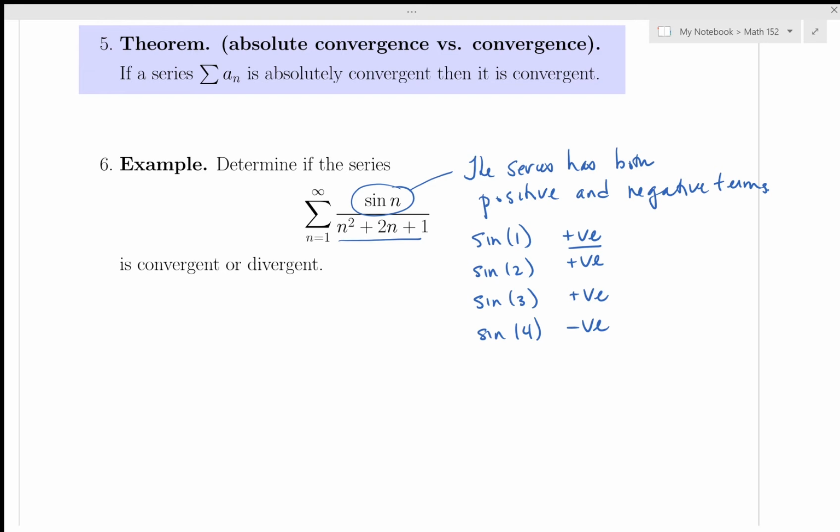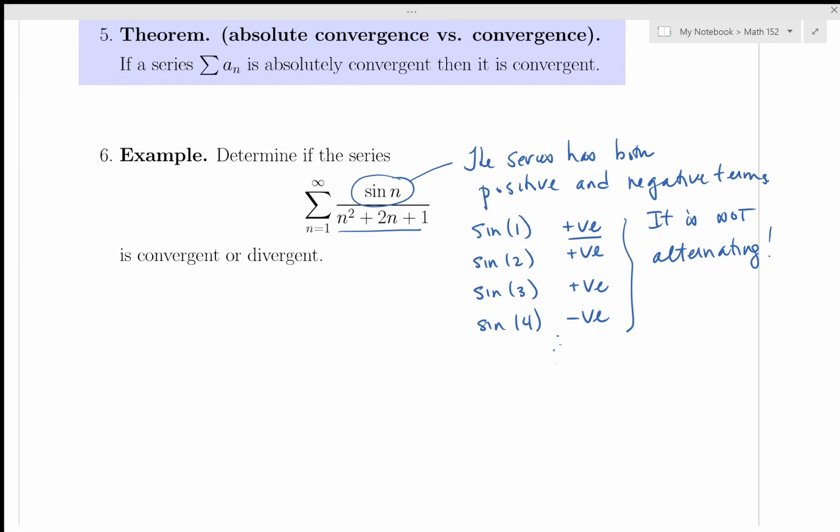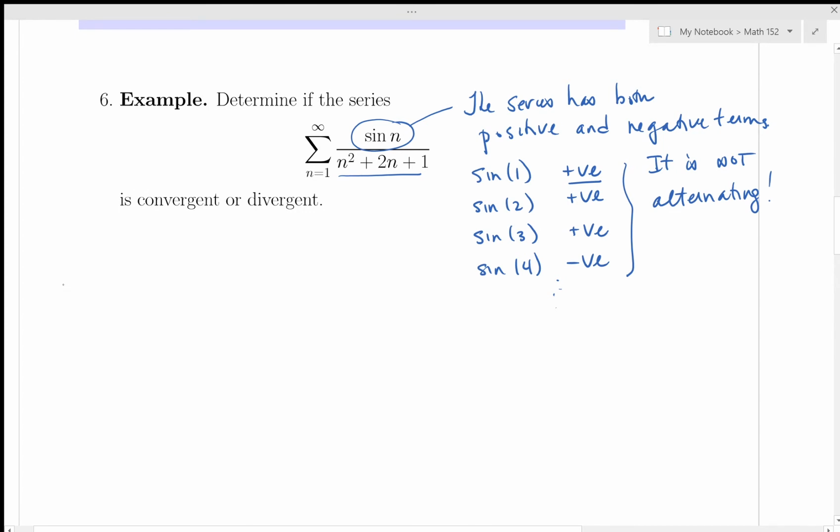It has both positive and negative terms, but with a bit of investigation, we see it's not alternating. It doesn't go positive, negative, positive, negative. No, it goes positive, positive, positive, negative, and then some other things. The main thing is it doesn't matter what's happening further. We've determined from looking at the first 4 terms that it is not alternating. So we cannot use the alternating series test. What we're going to do then is check if it's absolutely convergent first.